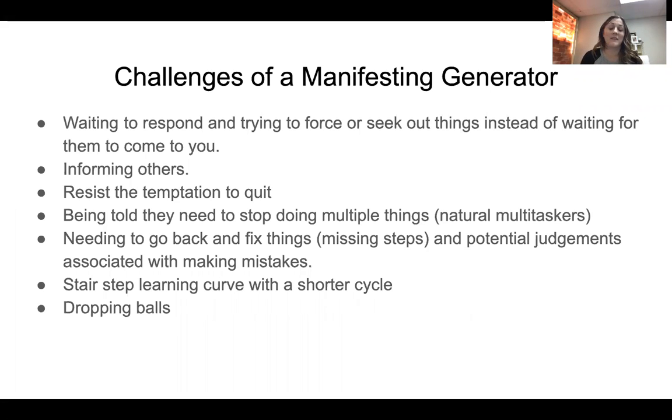Because I beat myself up about that over and over again for skipping steps, for bouncing around and for not sticking to one thing. But that's just how I operate. That's how all manifesting generators operate.